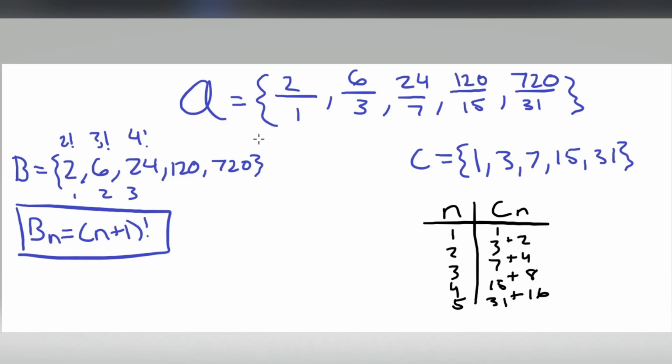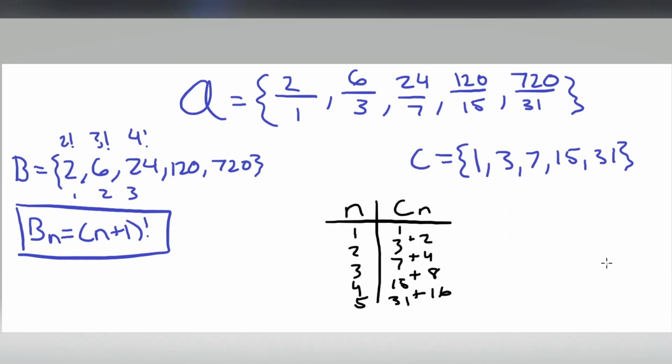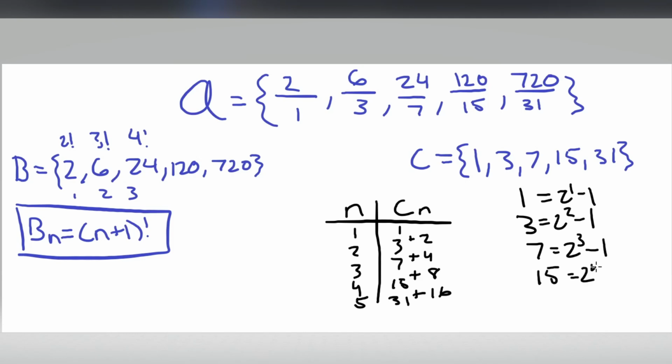From here, we can identify a better pattern instead of using recursion. We know that 3 is the same as 2 squared minus 1. 7 is the same as 2 cubed minus 1. 1 is the same as 2 to the first minus 1. And here we have a real pattern. 2 to the fourth minus 1, and 31 will be 2 to the fifth minus 1.